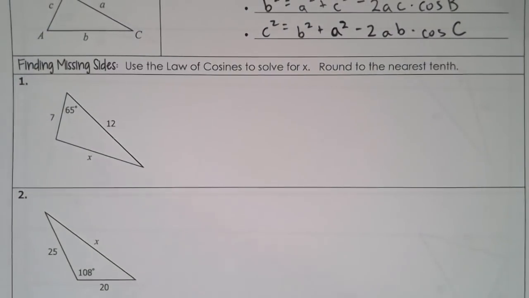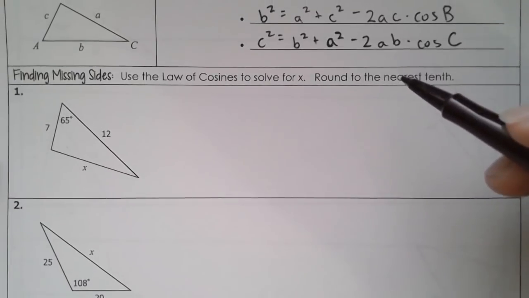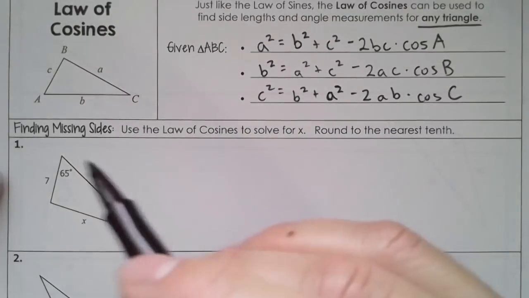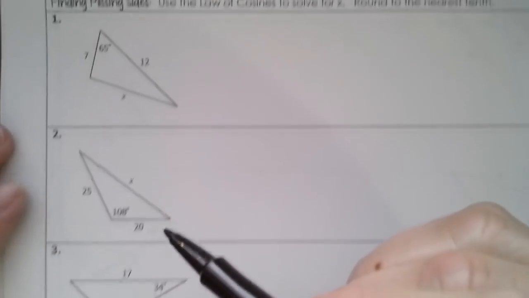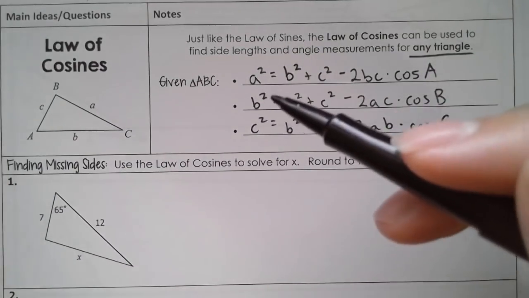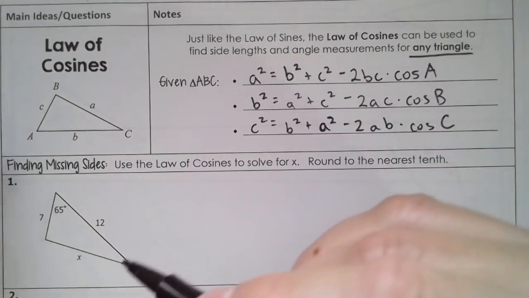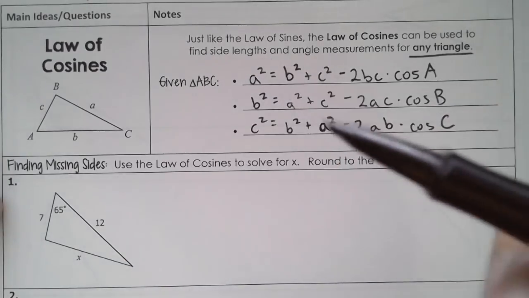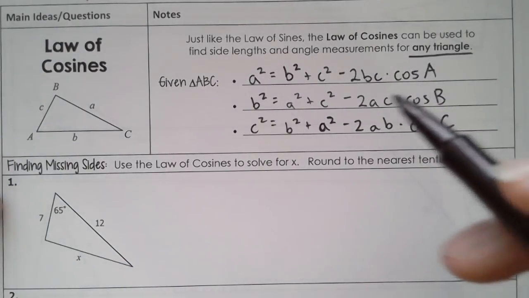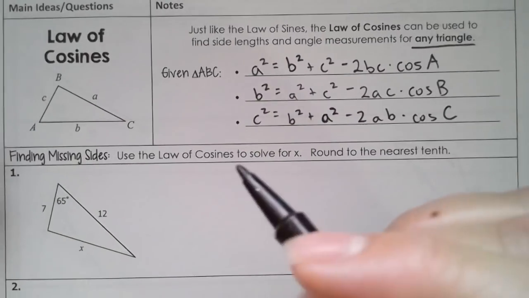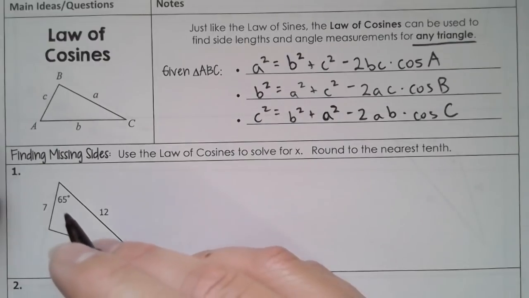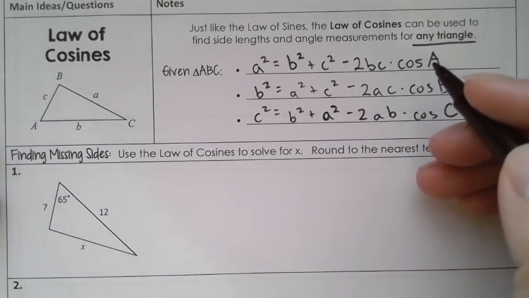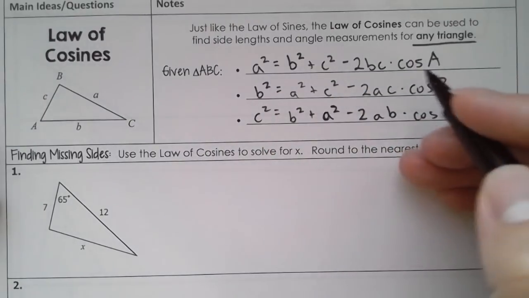It says use the law of cosines to solve for x, round to the nearest tenth. All these problems here in this front page are going to be missing some side. So it doesn't really matter which one you're really using, considering the fact that you could just call the missing side a. So you're pretty much always going to be using the first one. The trick is that if you're finding this side here, make sure you're using the angle that is across from it.